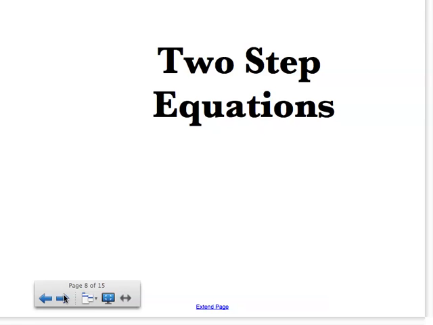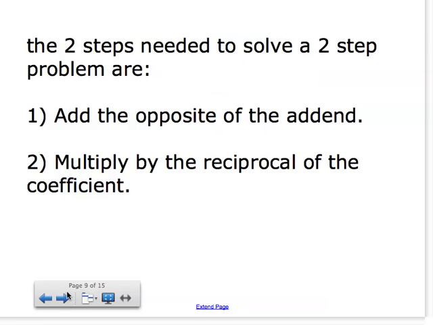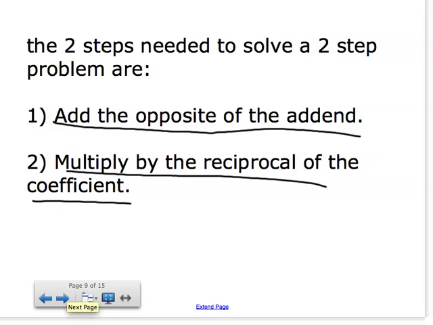All right, two-step equations are just combining those two steps in that order. First step, we work with the addend. So we add the opposite of the addend to both sides of the equation. And the second one is we multiply by the reciprocal of the coefficient to both sides of the equation.